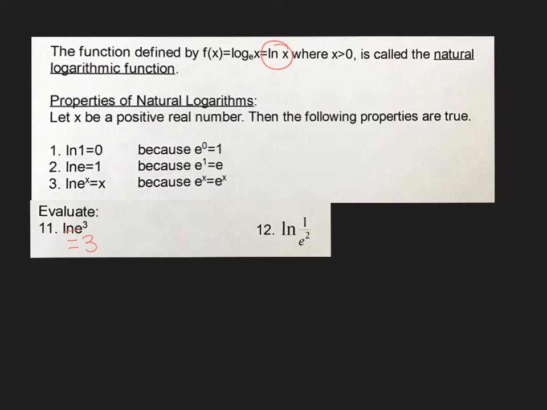For number 12, you can do it in your calculator again, or you could rewrite that as ln of e to the negative second so that you don't have that fraction. Either way is up to you, whatever you're comfortable with. But either way, you're going to get an answer of -2. So if you're worried about making a mistake and it's natural log, just plug it into your calculator.